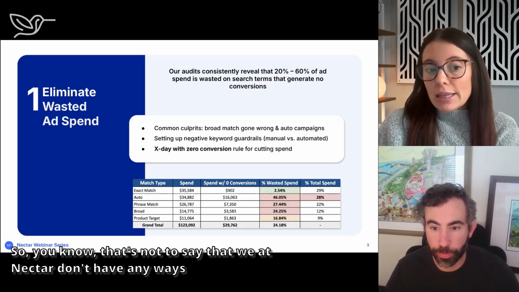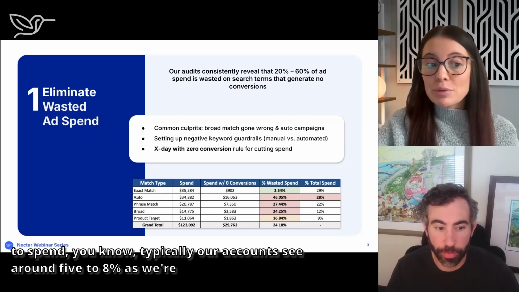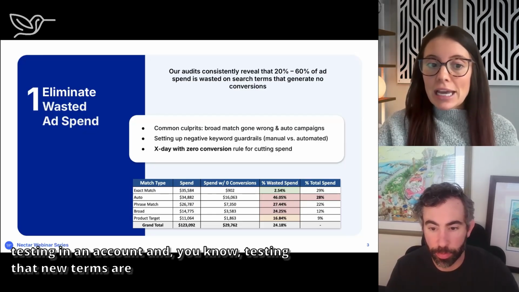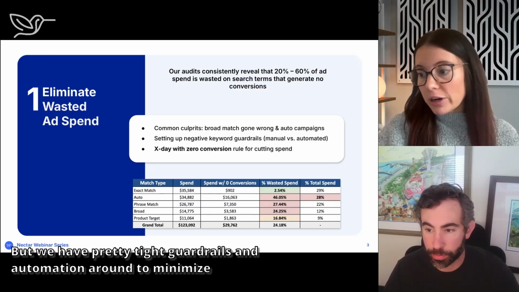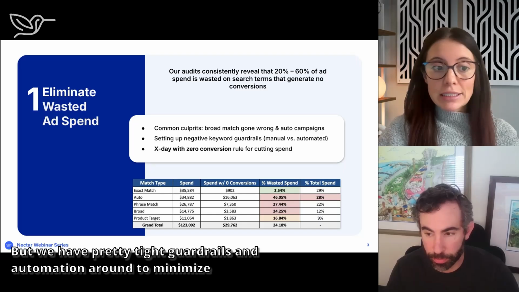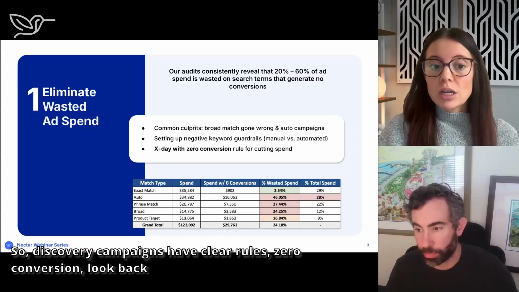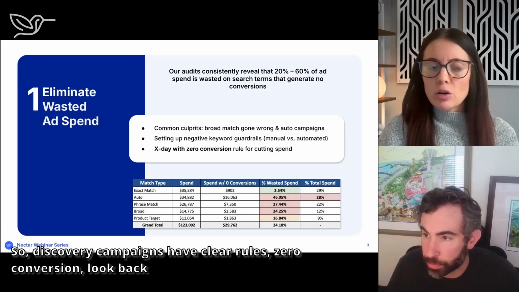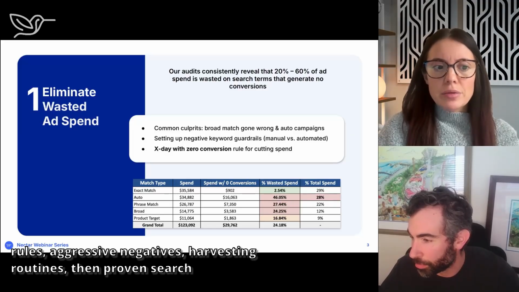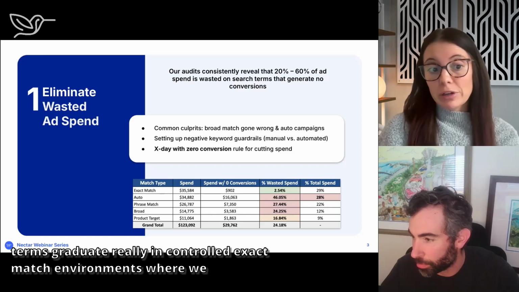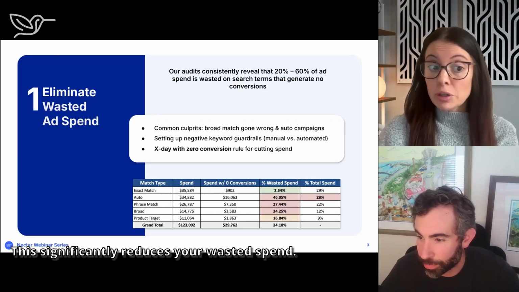So, that's not to say that we at Nectar don't have any wasted spend. Typically our accounts see around 5 to 8% as we're testing in an account and testing net new terms or launching new products. That can fluctuate, but we have pretty tight guardrails and automation around to minimize this. What we focus on is separating exploration from monetization, right? So discovery campaigns have clear rules: zero conversion look back rules, aggressive negatives, harvesting routines. Then proven search terms graduate really in controlled exact match environments where we can scale them intentionally. This significantly reduces your wasted spend.